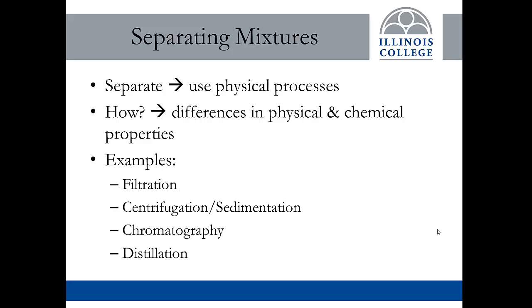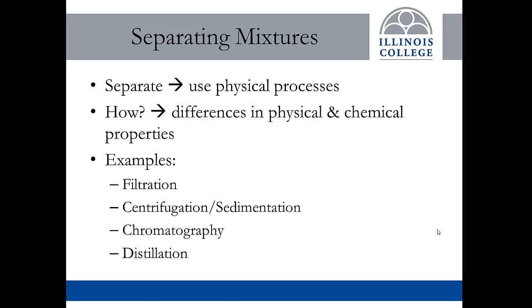So how do we separate things? Well, we separate things by using physical processes. So we're going to talk about physical and chemical processes a little bit later, but we're going to use physical processes to do that. So that's something that you could do sort of mechanically without changing the chemical identity of the substances involved. So how do we do that? Well, we're going to make use of differences in physical and chemical properties. Well, I just talked about physical, so really mostly physical properties that we're looking at.